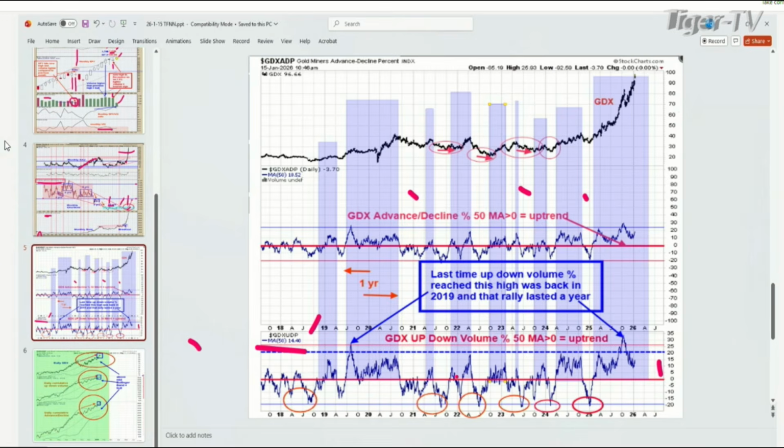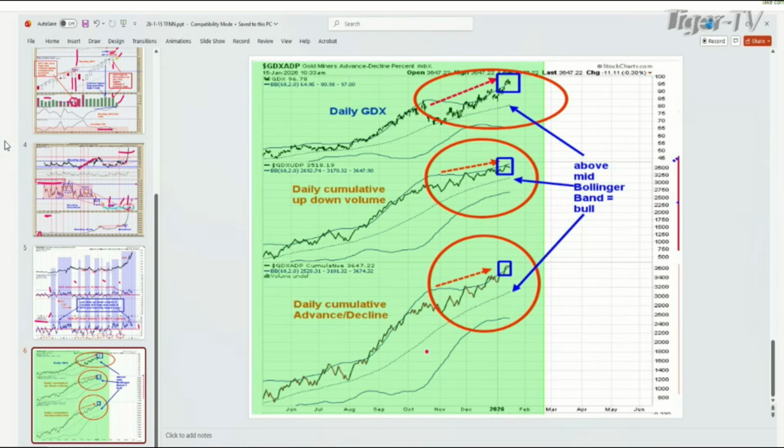So, this is the 50-day average, up-down volume. Up-down volume seems to work better than the advance-decline, which is this indicator up here. Both of them are good. I watch them both. Both of them right now are still on buy signals. So there's no sell signal here. How high will the market go? I really don't know. But these indicators are pretty good at picking out the highs.